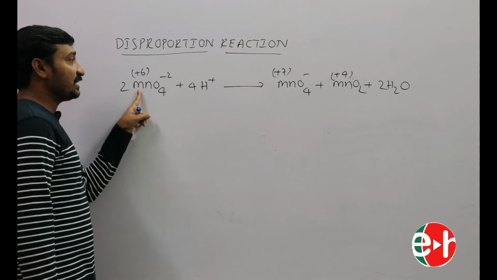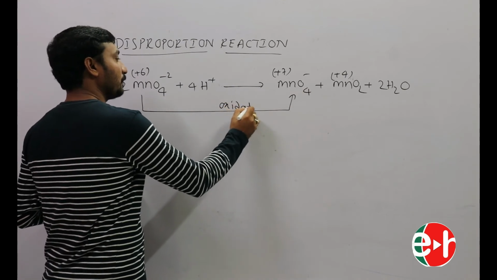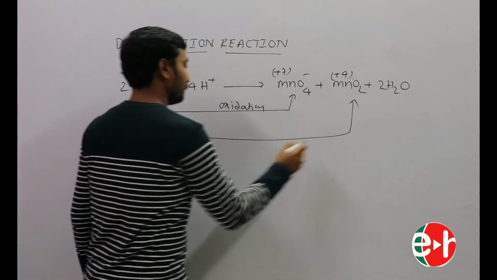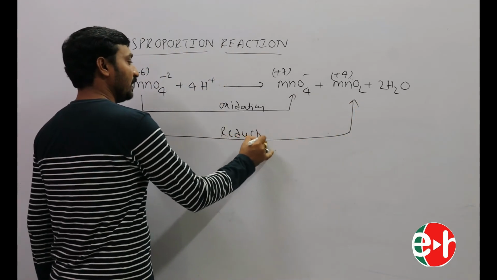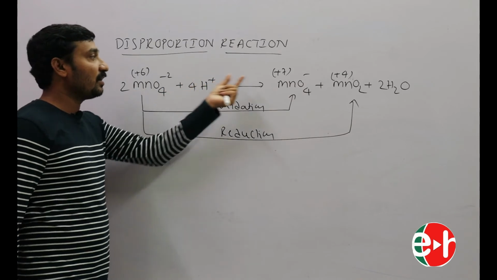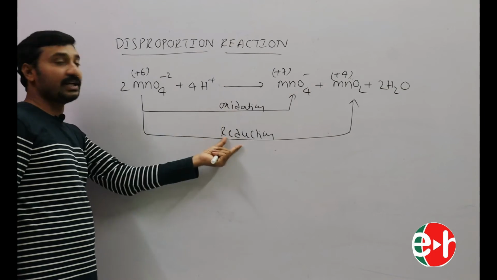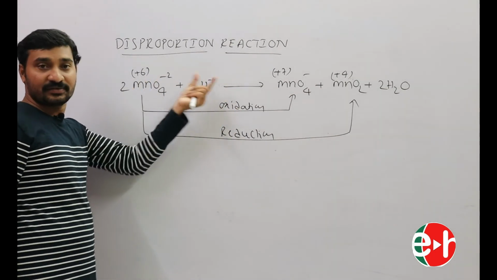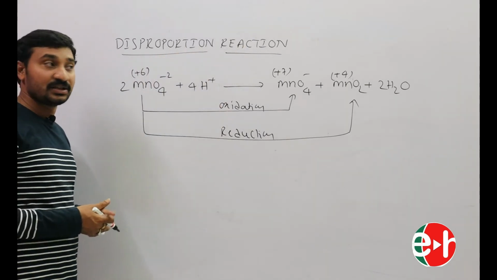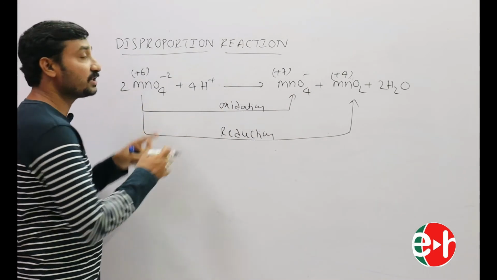See, +6 to +7, oxidation. Again, +6 to +4, reduction. Here what happened? Same element, manganese, undergo oxidation and manganese undergo reduction. Same element undergo oxidation and reduction. That's why this is an example of disproportion reaction. What is disproportion reaction? Same element undergo oxidation and reduction, called disproportion reaction.